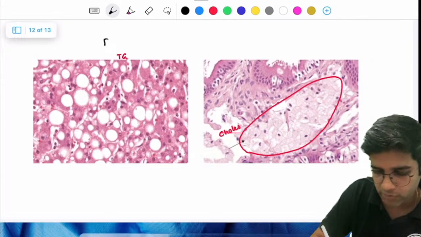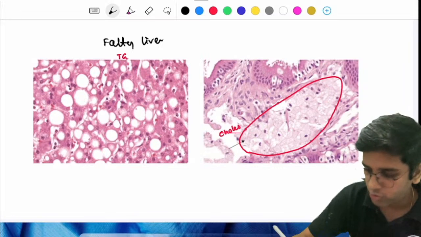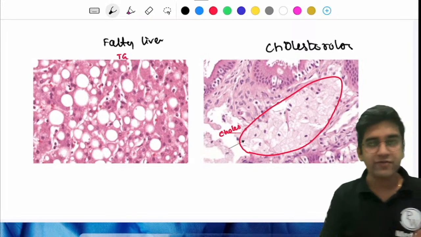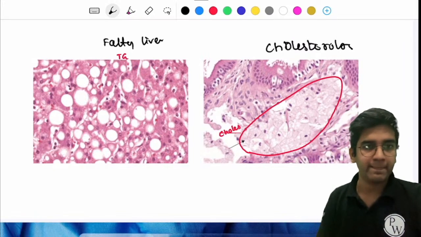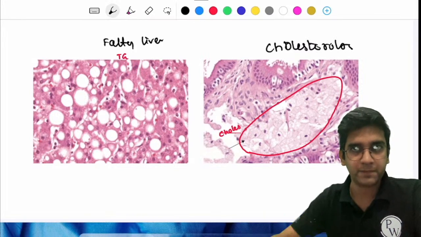This is what we initially saw. There's a biopsy of fatty liver, okay, and there's a biopsy of cholesterolosis. Both of the biopsies are there in your Robbins pathology. Have you guys seen a fatty liver real slide? Have they showed you fatty liver in your lab? Have they?